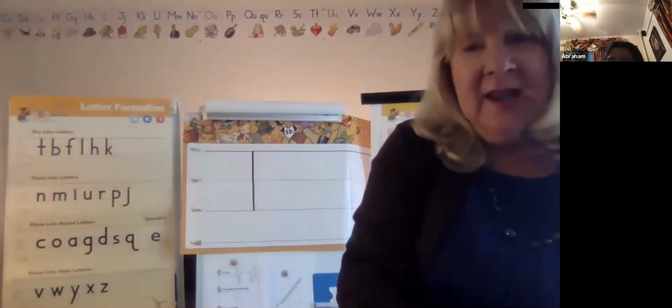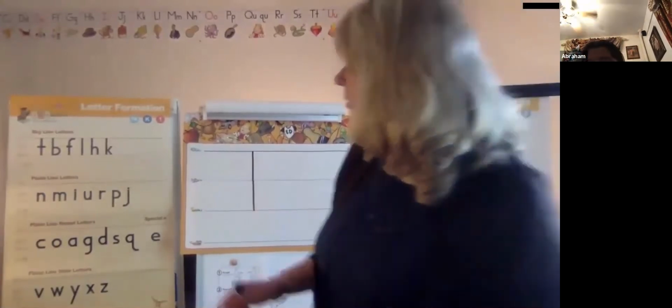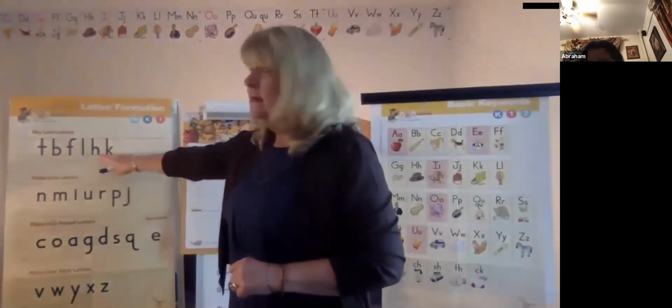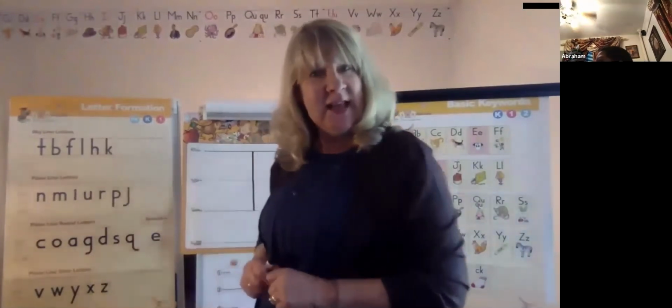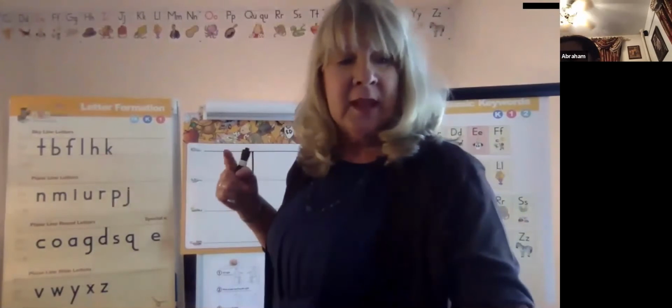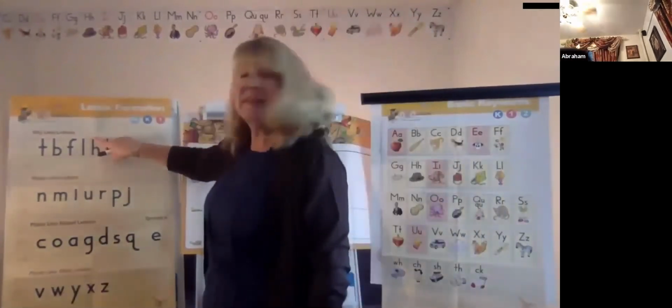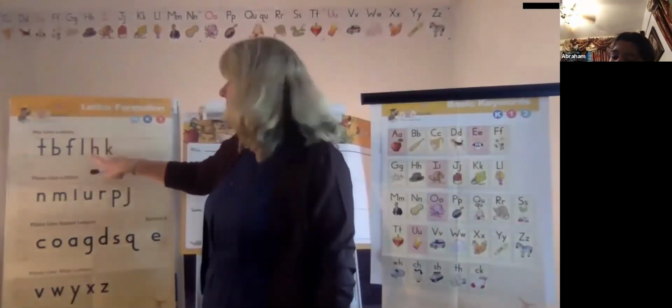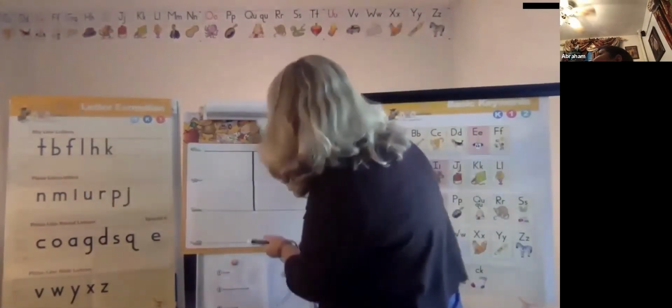Now let's look at our next letter. Our next letter is H. And what kind of letter is H? Right, so repeat after me. H is a skyline letter. It starts on the skyline. Let's get rid of our L.